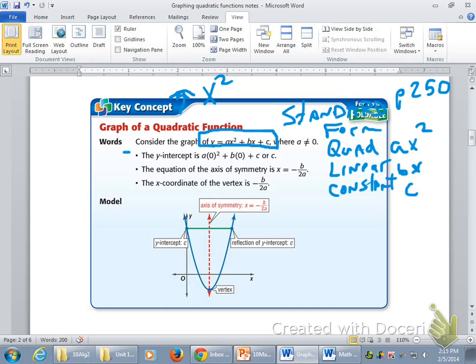Now, we're going to talk about this first one. Tyler already gave it to us. The y-intercept happens. All of these points that I drew are on the y-axis, right? Okay. What does every point on the y-axis have in common?